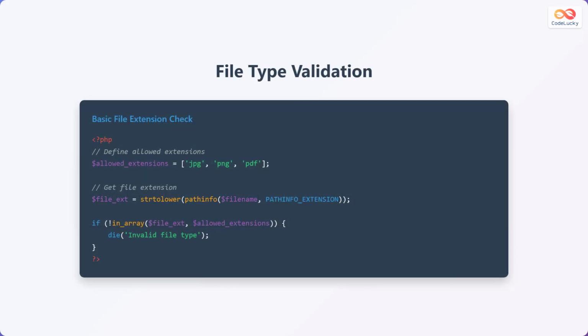Now let's look at file type validation. Here's some sample PHP code that shows a basic file extension check. First, we define the allowed extensions like JPG, PNG, and PDF. After this, we get the file extension using the pathinfo function and convert it to lowercase using the strtolower function. Finally, we will check if the file extension is in the allowed extensions array. If it's not, it will die and the script will output invalid file type.